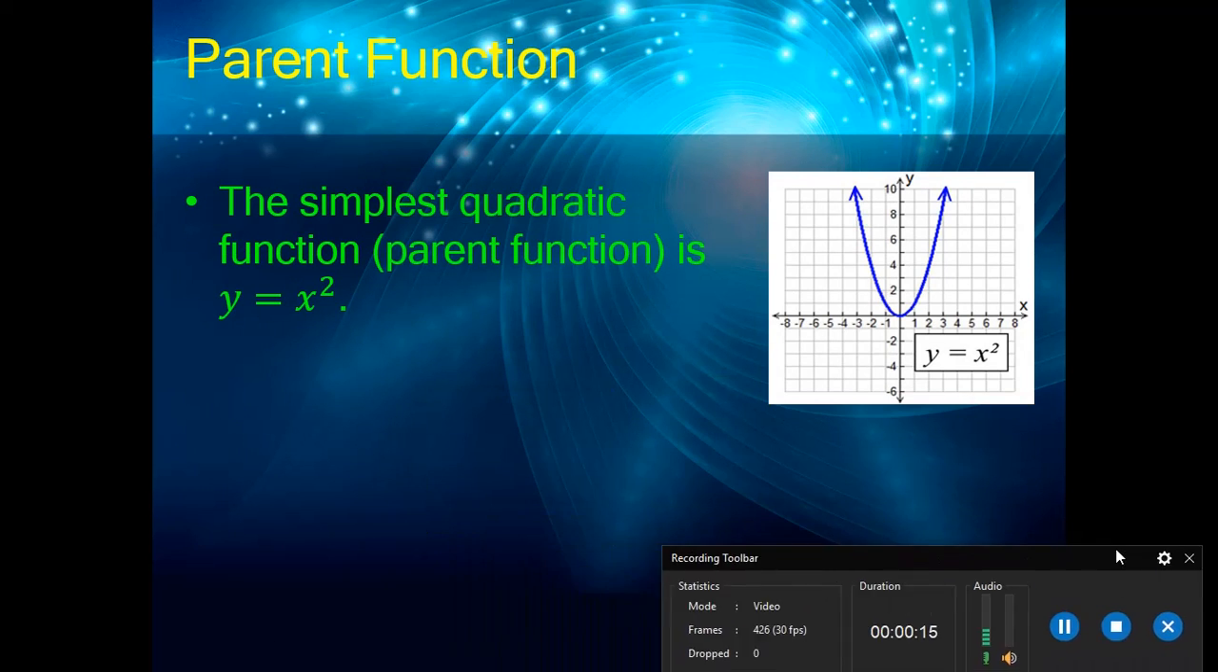In previous lessons, we've talked about parent functions. We did this with lines and with absolute value functions. We also have a parent function for a quadratic equation. So the simplest quadratic equation is simply one term. It's actually an incomplete quadratic. You'll notice in the diagram y equals x squared has a turning point at the origin. It's equally spaced around the y-axis and it does open up.